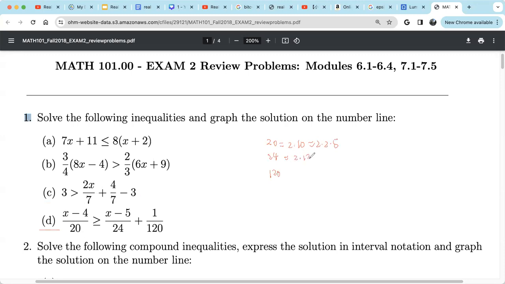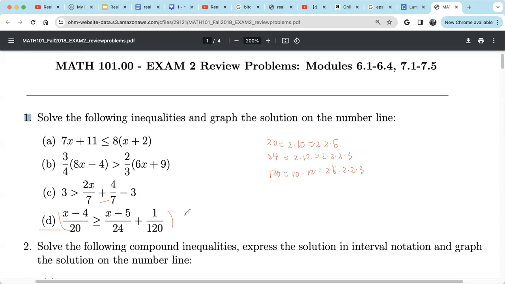24 is 2 times 12, or it's 2 times 2 times 2 times 3. 120 is 10 times 12. It's 2 times 5 times 2 times 2 times 3. Right, so this is 4 times 5, 20, 3 times 8, 24. 24 times 5, 120. Okay, so we want to multiply everything by 120 because indeed 120 is a common denominator of these 3 terms.